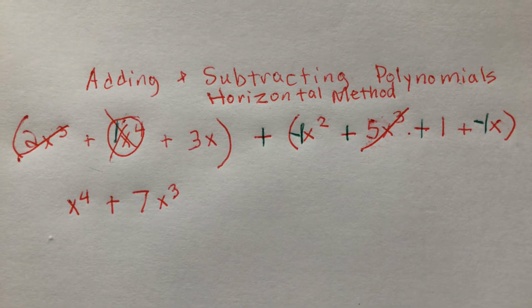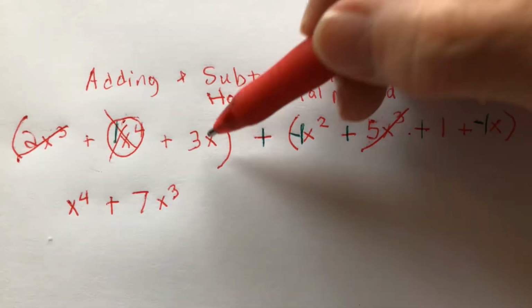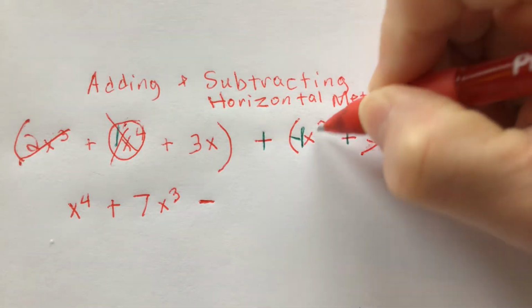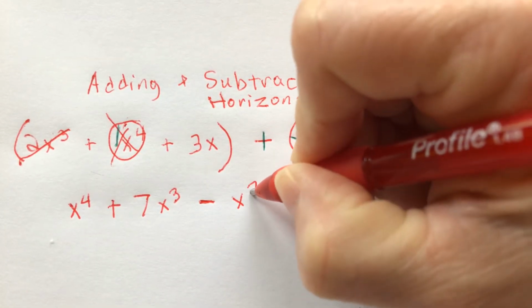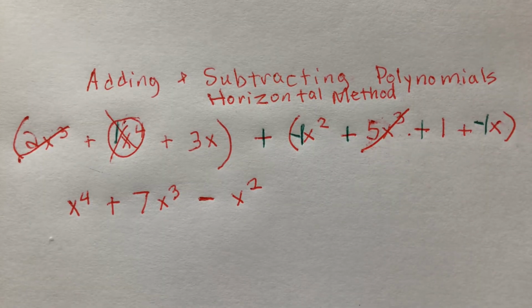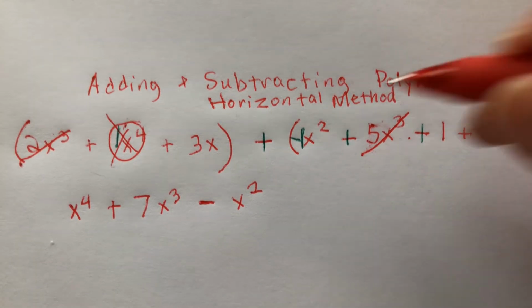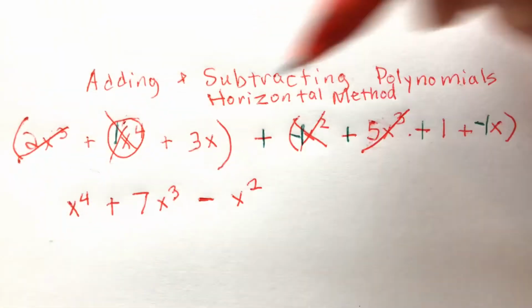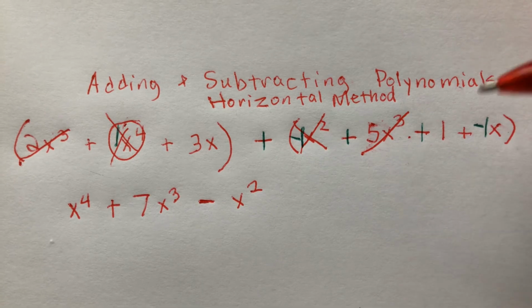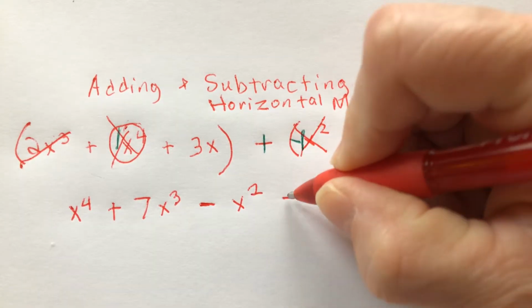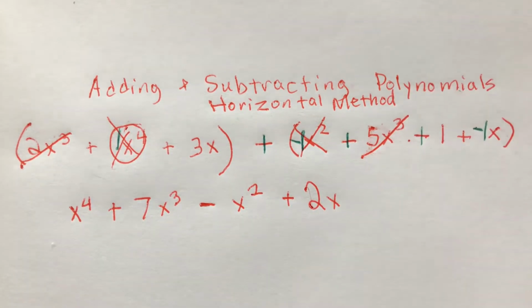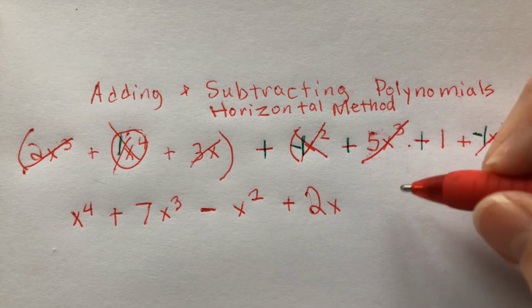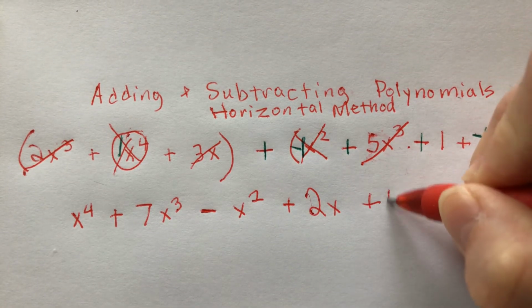Next, I want to do my x squared terms. I don't have any here. I have 0 of them. So it's just going to be a negative x squared, or I can just write minus x squared. I could say plus a negative x squared, and that would be right as well. I'm going to cross that out. Now I'll combine my x terms. 3x plus -1x, that's going to give me positive 2x. And then I'll combine my constant terms. I just have one of those, and that is 1.